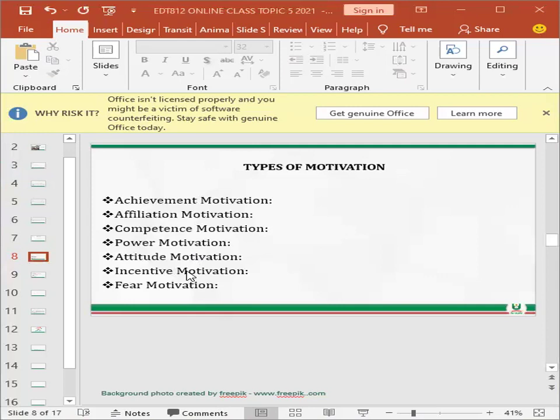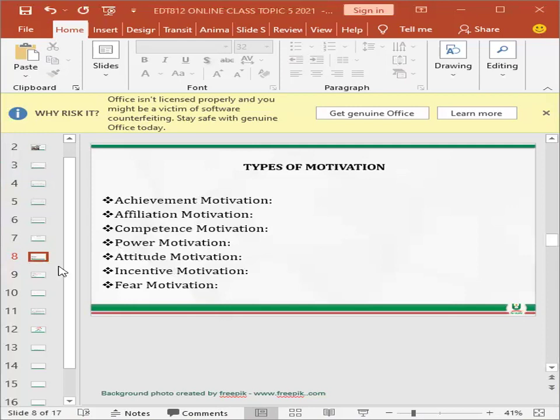So also we have fear motivation. The last one is fear motivation. This one refers to coercion, to coerce a person to act against will. It is instantaneous and gets the job done quickly. So these are the 7 types of motivation.